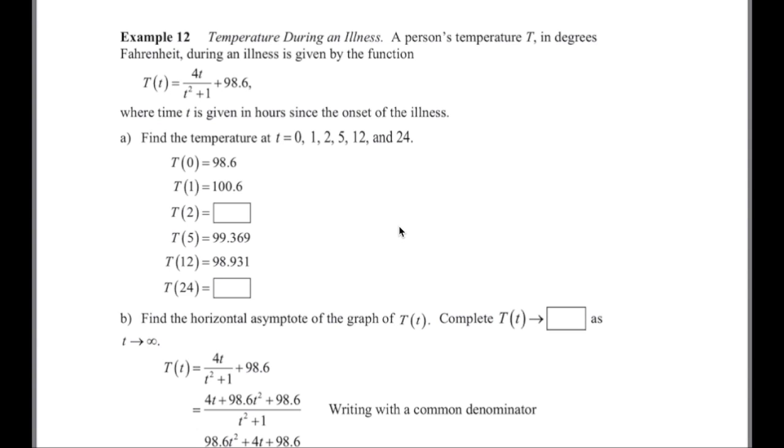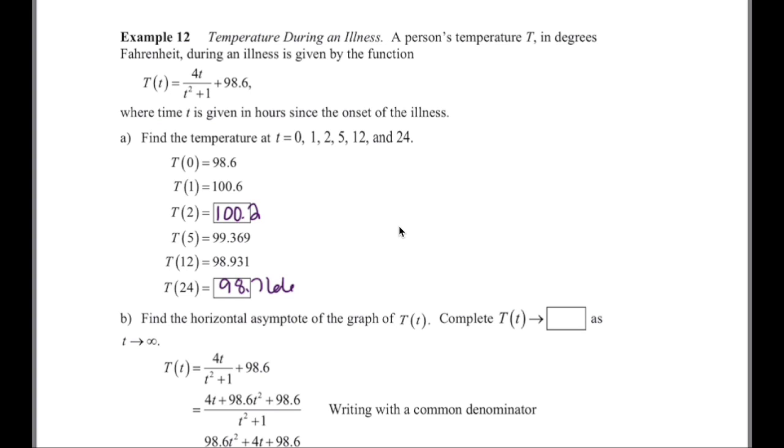When I substitute these values in, we end up with 98.6, 100.6, 100.2. We now start falling again, and then we're down to 98.766 after 24 hours of this particular instance. Let's find the horizontal asymptote of the graph.